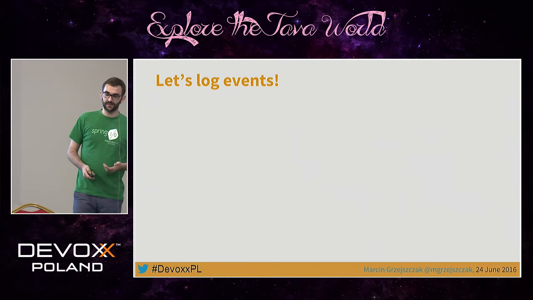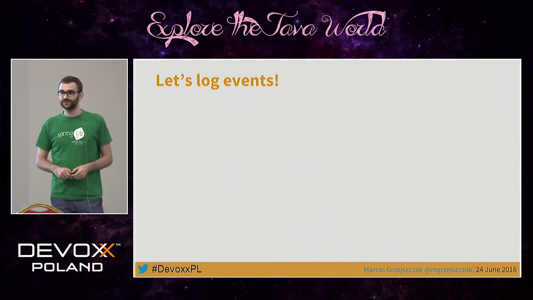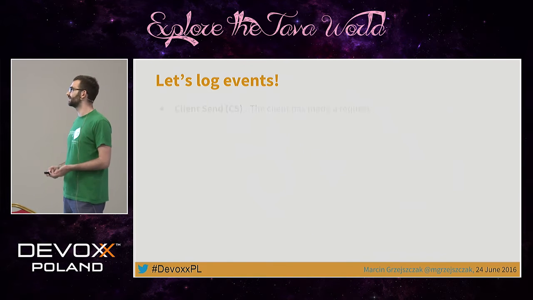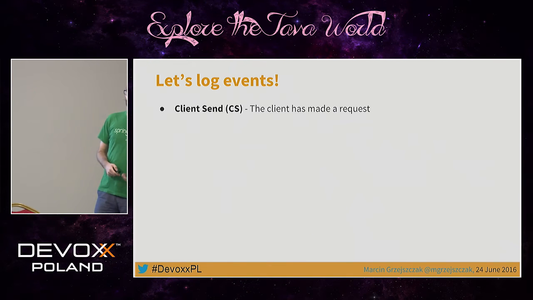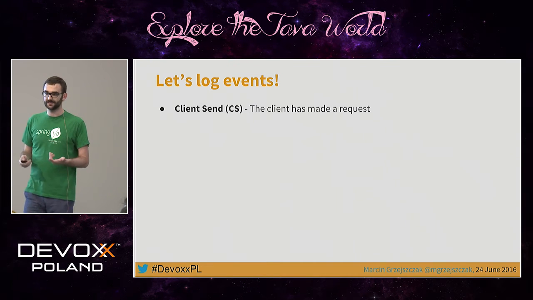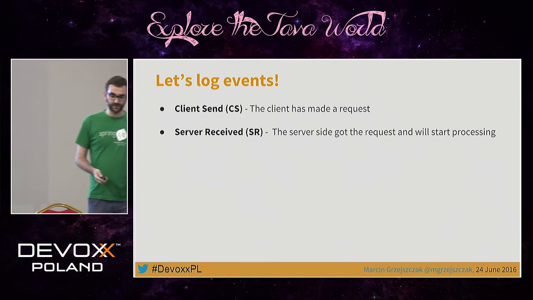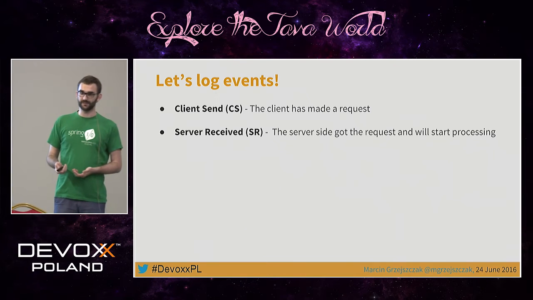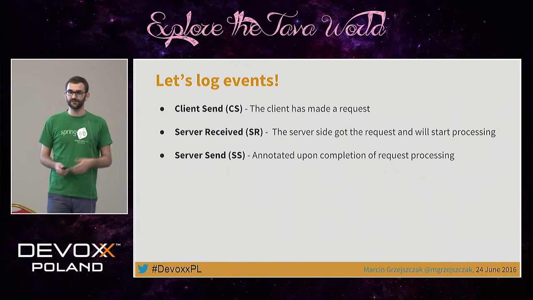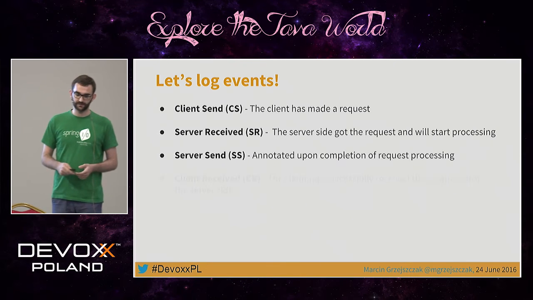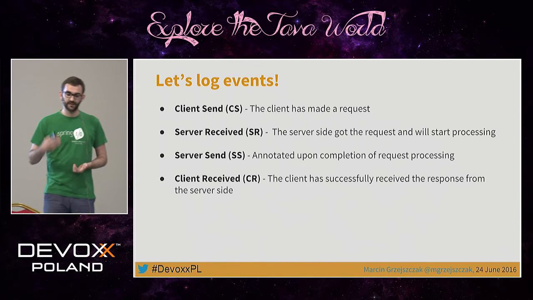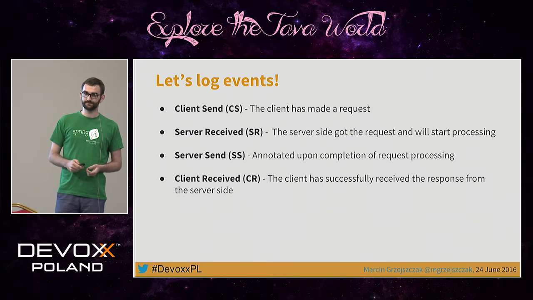The answer is, again, related to distributed tracing nomenclature. So events, let's log some events. You have already seen quite a few events, 4 at least. So the first one is client sent. So the client has made a request. Server received. The server got the request and will start processing the request. Server sent. So upon completion of request processing, we put this annotation. And client received, which means that the client has successfully received a response from the server side.